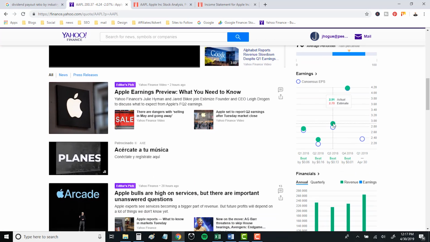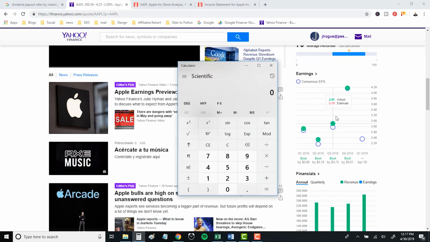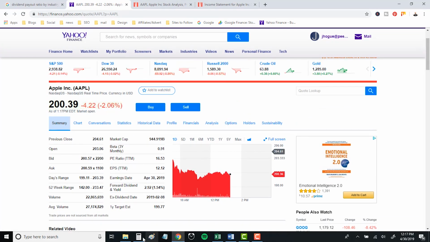We can use this method anywhere you find per share dividends and earnings, so not just Yahoo, but the site makes it really easy to find. First, we'll add up each of these quarters' earnings to get the full year number, and we get an earnings per share of $12.16 over the last year for Apple. Then we just take that $2.92 in dividends and divide by the earnings for a dividend payout ratio of 24%.